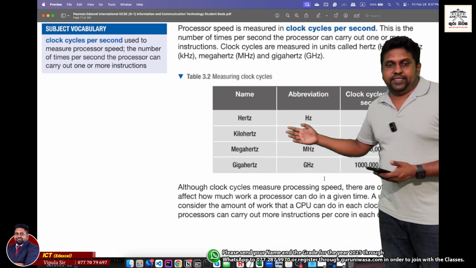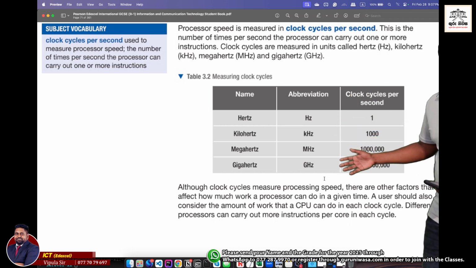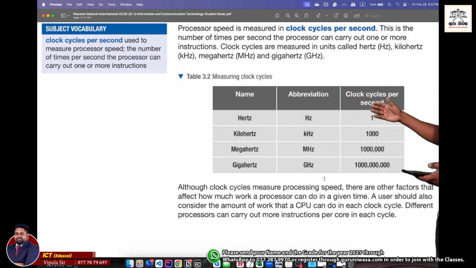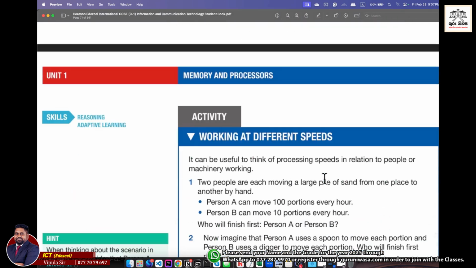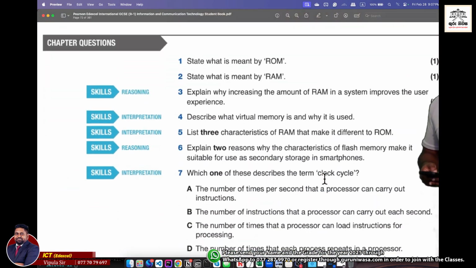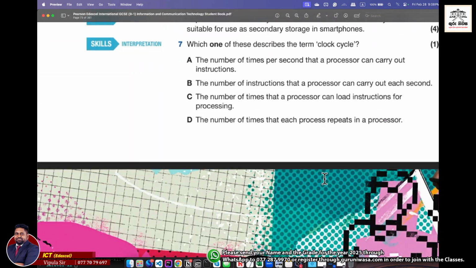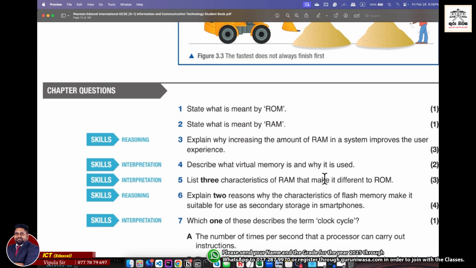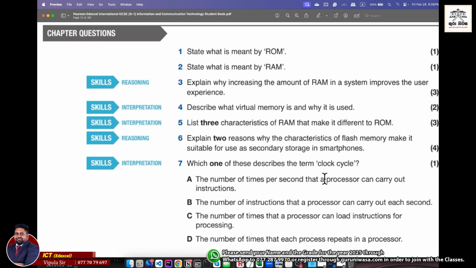So in this case, we have different types of measuring. So hertz, 1 hertz, and as I went through, so you guys understand the flow now. So we have kilohertz, megahertz, and gigahertz. Okay, so that's about the hardware module.